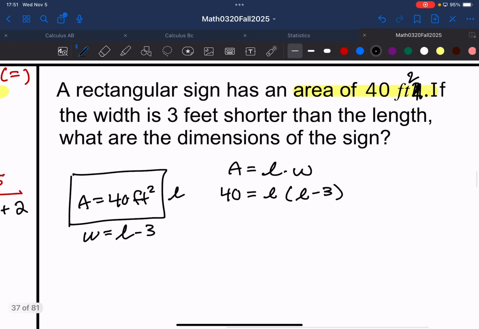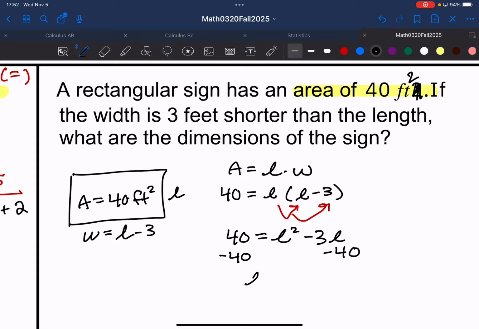Okay, how would I simplify this? This part right here. You distribute the L. Good, distribute the L. So what's L times L? L squared. So 40 is equal to L squared. And what is L times negative 3? Negative 3L. And since we have L squared, we know it's quadratic, which means we should have this equal to 0. So what am I moving over? The 40. I'm going to subtract the 40 over. So I have L squared minus 3L minus 40 equals 0.